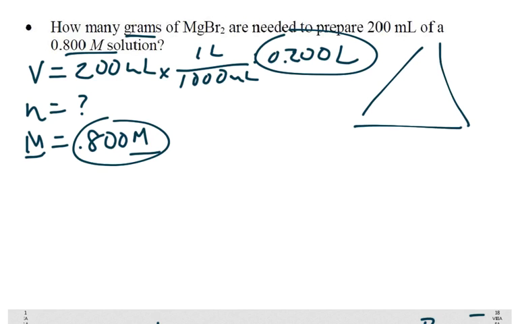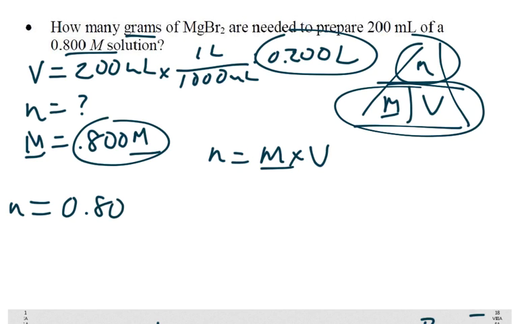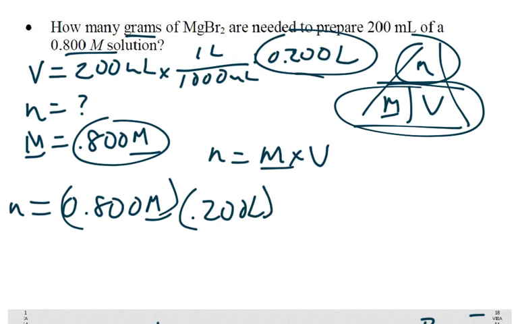And I'll go back to my molarity triangle. So molarity equals moles over volume. And since I'm looking for moles, then my equation is going to be N equals M times V. Okay, since these are together here, it's M times V. Now I'm going to go back and substitute. So my number of moles equal my molarity, 0.800 molar, times the volume in liters, so 0.200 liters, and by using my math, I'll see that that's 0.160 moles.